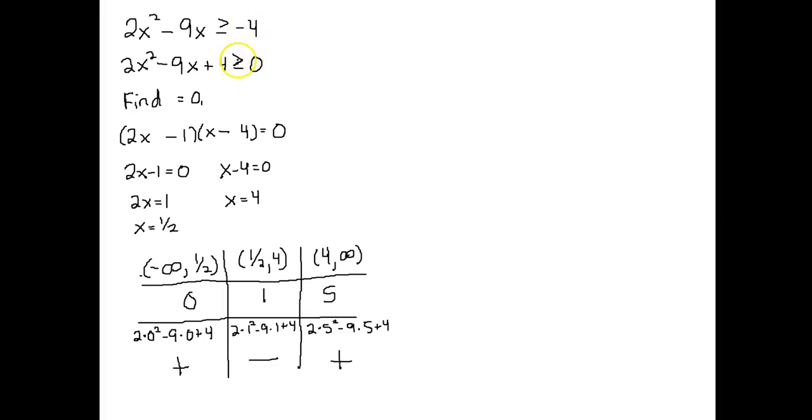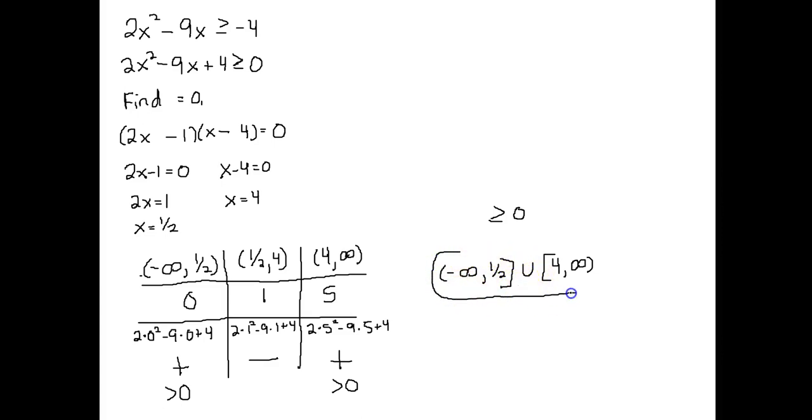And I want greater than or equal to 0. So positive is greater than 0. So I'm looking at -infinity to 1/2, and I'm looking at 4 to infinity. But notice the original problem says greater than or equal to 0. So I need to go ahead and include the 1/2 and the 4. So I need to put brackets on the 1/2 and the 4 to make sure I include those as part of the solution. So 1/2 and 4 will take care of that equals to part. And then everything below 1/2 and everything above 4 will take care of that greater than part.